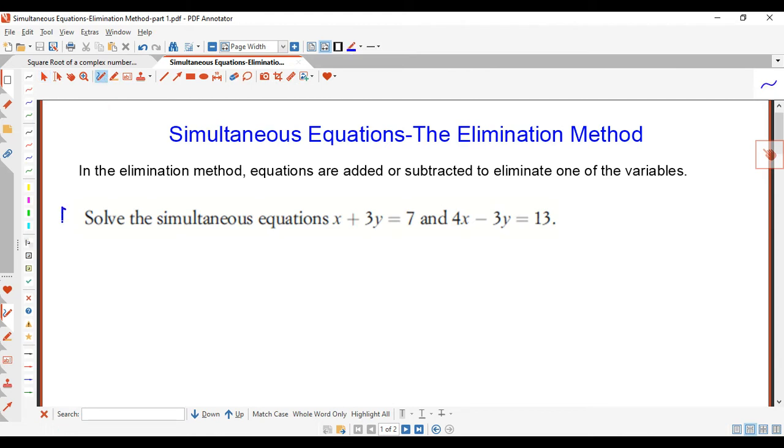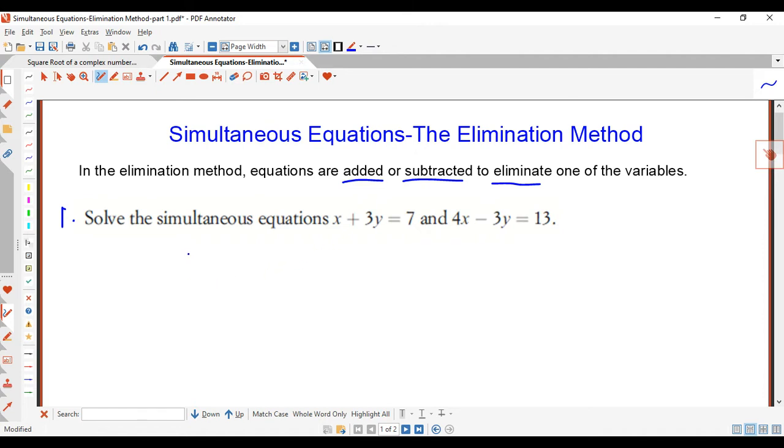We'll call this question number 1. Okay, solve the simultaneous equations x plus 3y equals 7, 4x minus 3y equals 13. So copy all of this down. Now, the key idea here is in the elimination method, equations are added or subtracted to eliminate one of the variable terms. Okay, so let's see how that works.